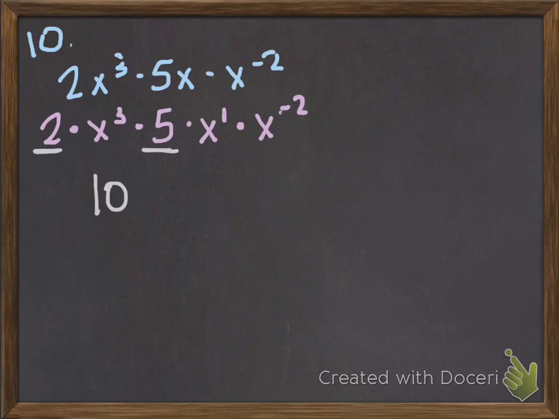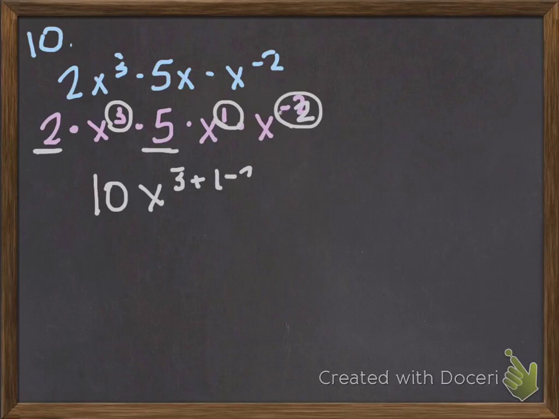And then you take 2 times 5 and multiply them together. This is a multiplication problem, not addition, not subtraction, not division, but multiplication. So 2 times 5 is 10. And then you take all of your exponents and you add them together. So you have x, don't lose that variable. Some of you did that as well. You have x to the third plus 1 minus 2.